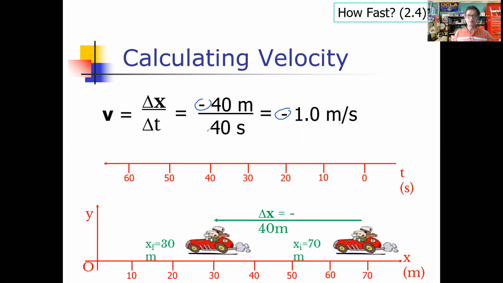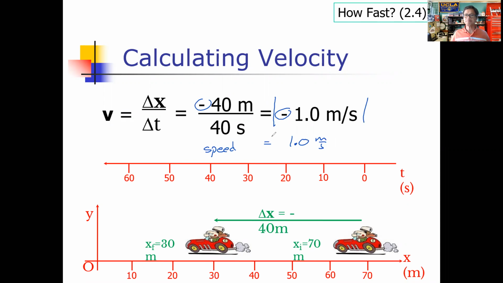The speed, though, if we're going to describe the speed, remember, is a scalar quantity, and so the speed is simply going to be 1 meter per second. So basically, we take the absolute value of velocity here, we get the speed. So velocity has direction, speed does not. Okay, so make sure you keep that in mind.